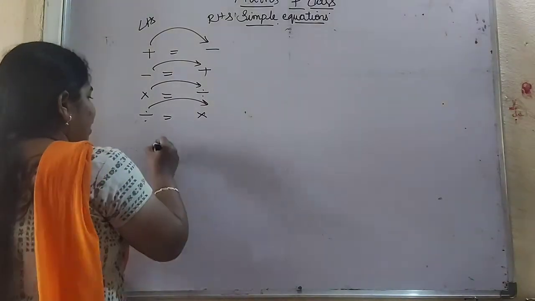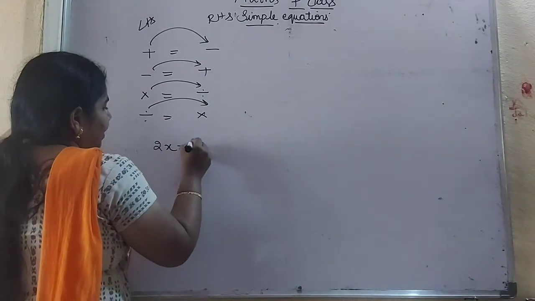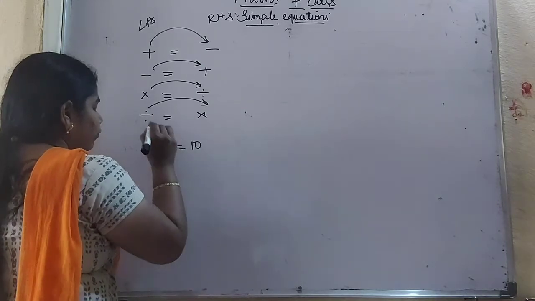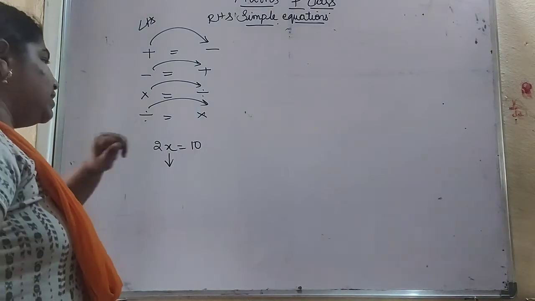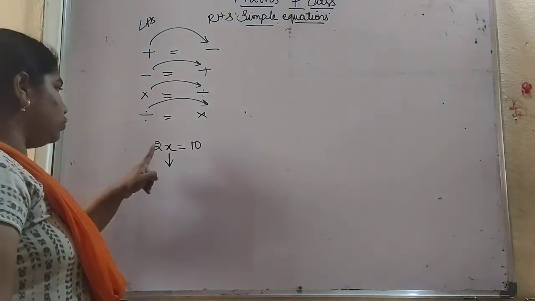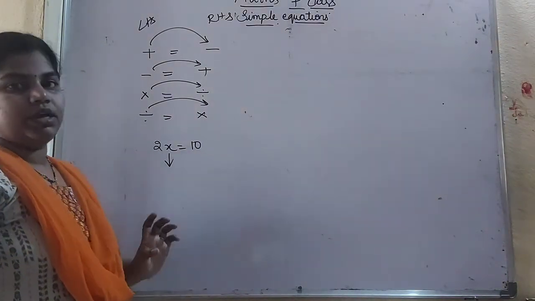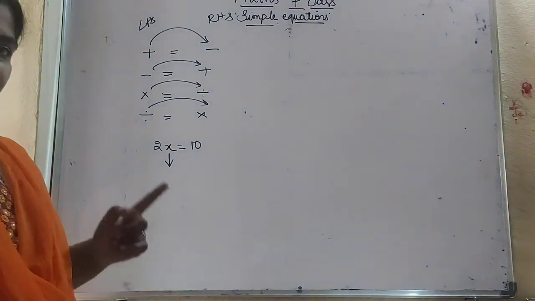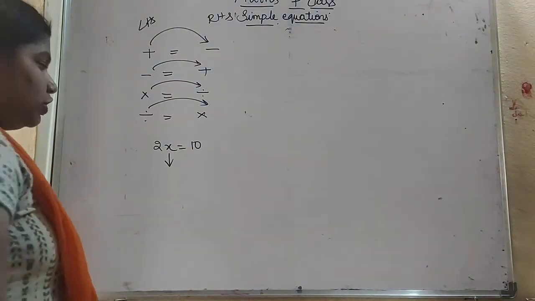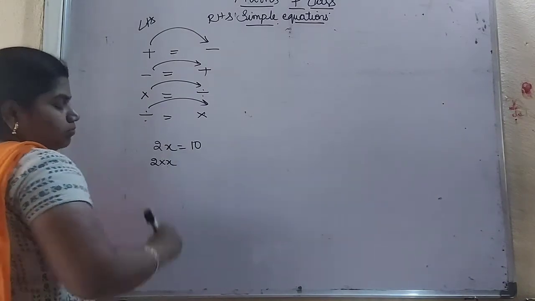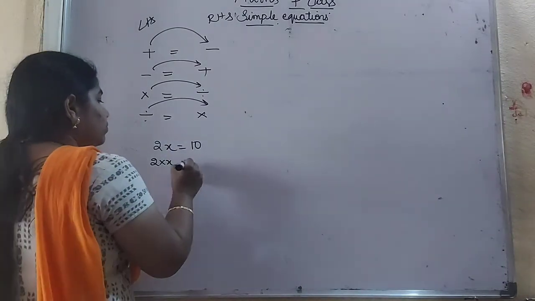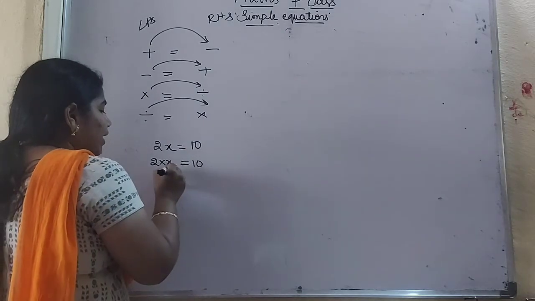Suppose I am taking 2x equals 10. So I want to find this x value. If you see this, between 2 and x you do not have any symbol. That means it has a symbol called multiplication. So we can write 2x as 2 into x equals 10. So I want to find this x value.